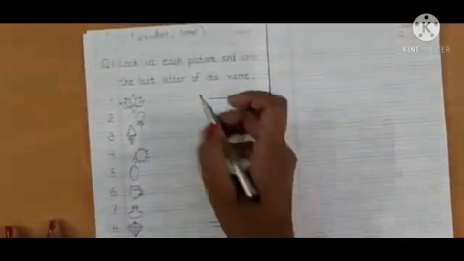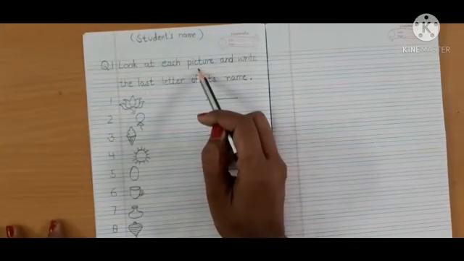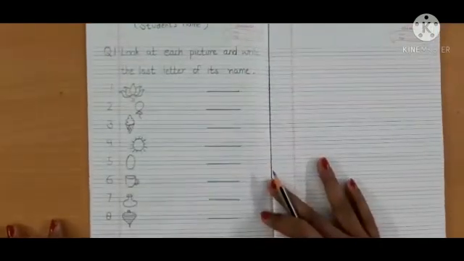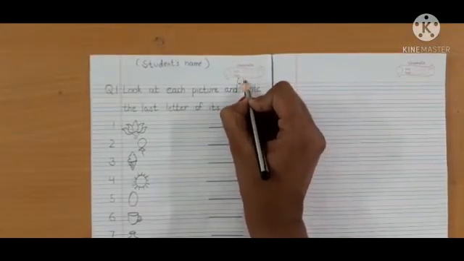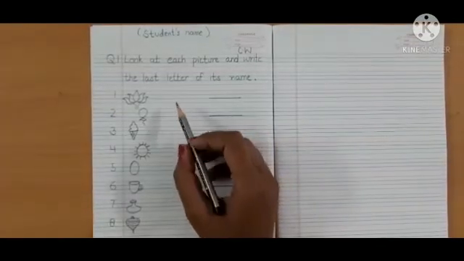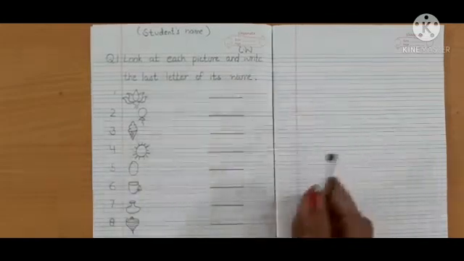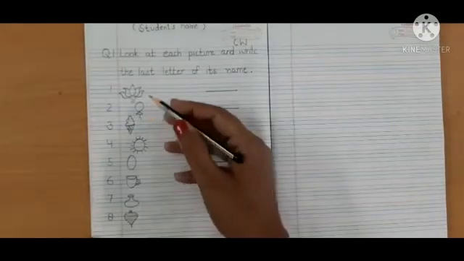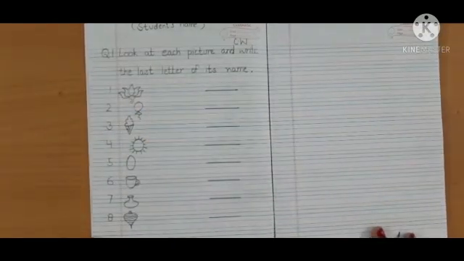So parents, first of all, write here your word's name. Here you all have to write the question, and here you all have to draw these pictures. Okay, now students, start work with me. First of all, write here today's date, then here you all have to write class work. Okay, so question is, look at each picture and write the last letter of its name. Okay, so here also we have to identify the last letter of the name of these pictures. Okay, all the students. So let's start.